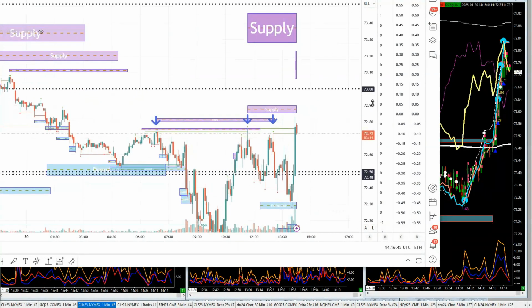Buy trade on oil came in. See where the buy trade on oil came in? See it?